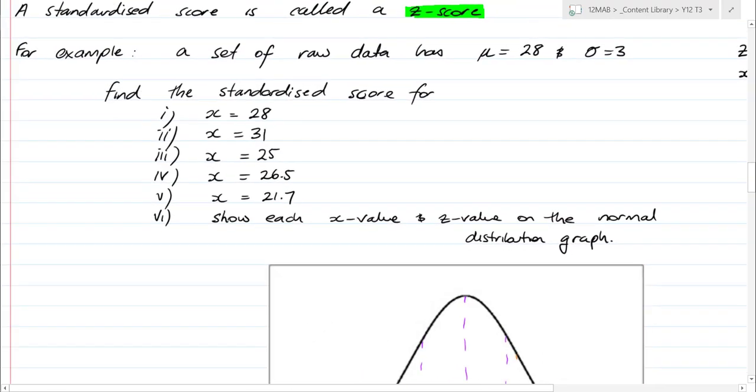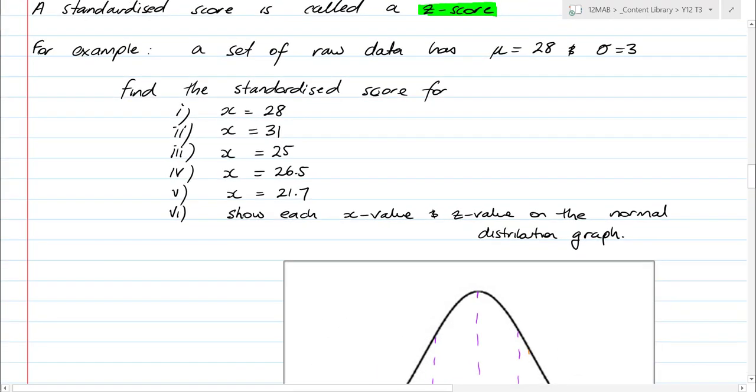Now, logically, this question asks me to determine the standardised score at x equals 28. So remember, the standardised score is the Z score such that the number represents how many standard deviations above or below the mean you are. So how many standard deviations is 28 above or below the mean? Any takers? None, because the mean is 28. So it means that this one here, 28, has a Z score of 0. It's no standard deviations above or below the mean. It is the mean.